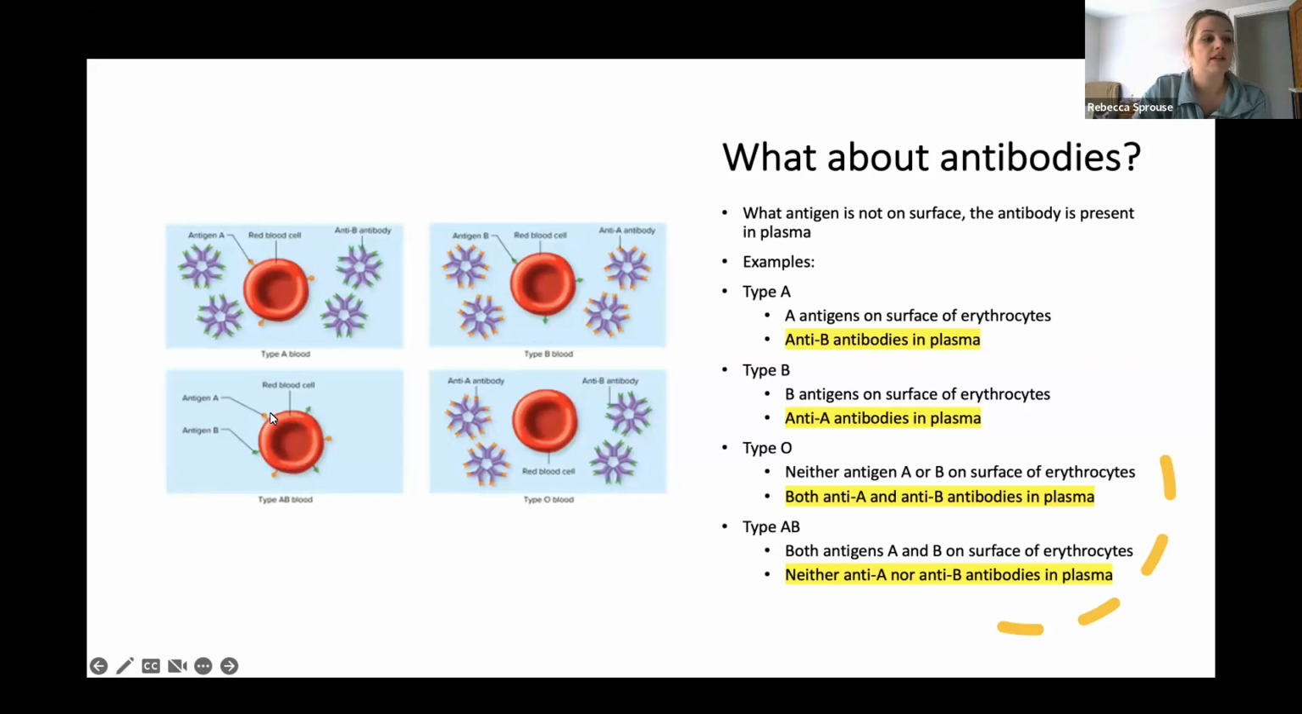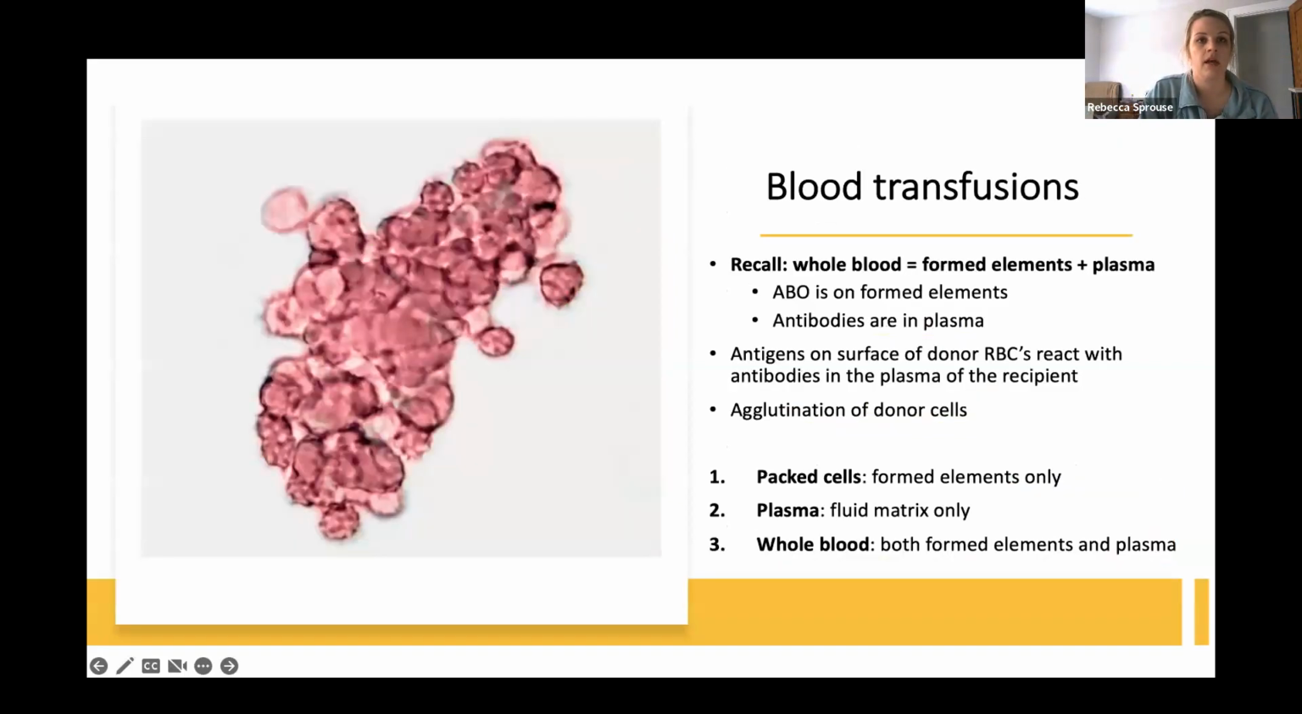Now, if you have both antigens A and B on the surface, there's no other letter for an antibody in the plasma. So type AB actually doesn't have any antibodies in the plasma, which is going to be very beneficial. We'll talk about that in just a little while. Type O doesn't have any antigens on the surface, but it's going to have both types of antibodies in its plasma. So again, what you don't have on the surface, you'll have in the plasma, just the other letter that's not designated already. We're going to do some practice, so don't worry.